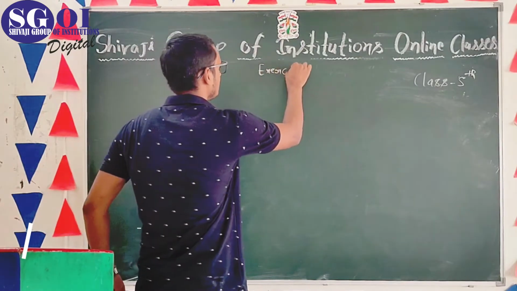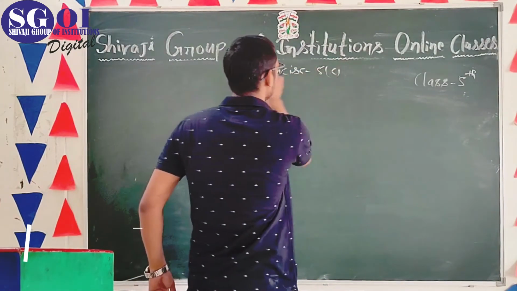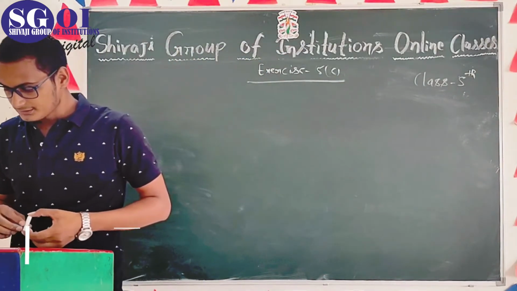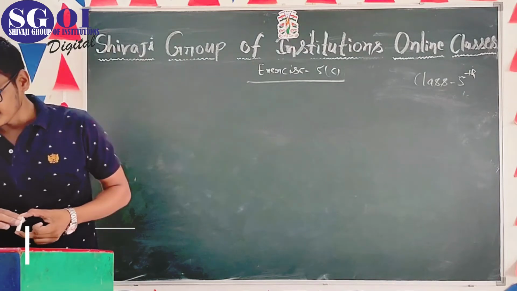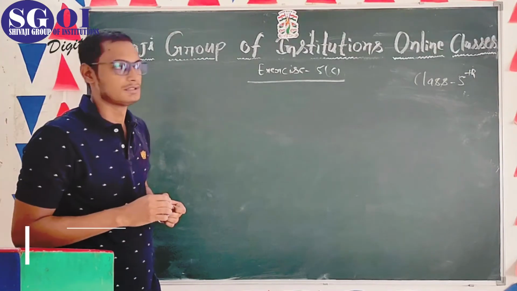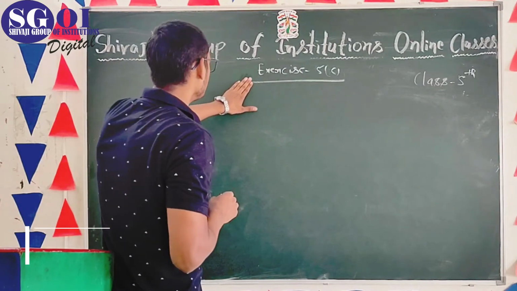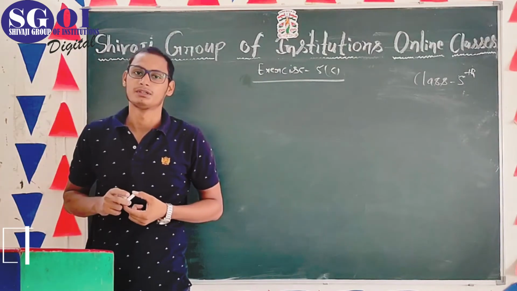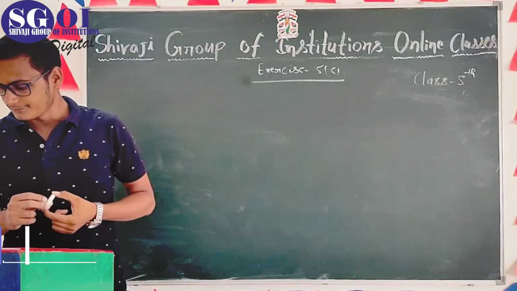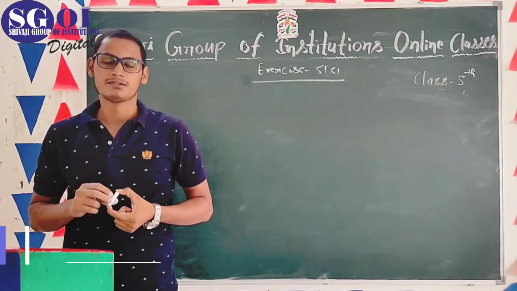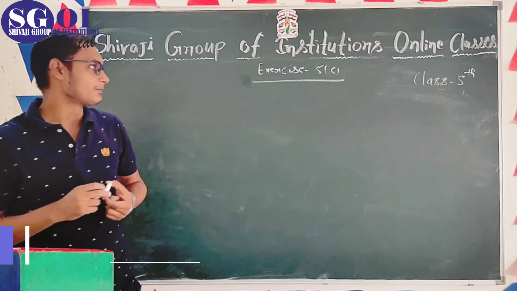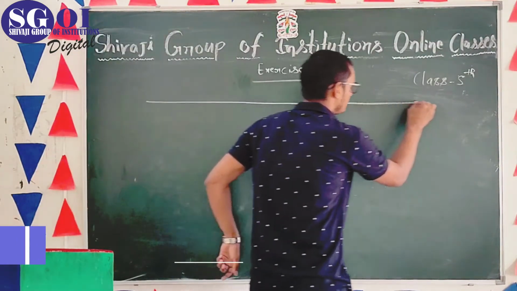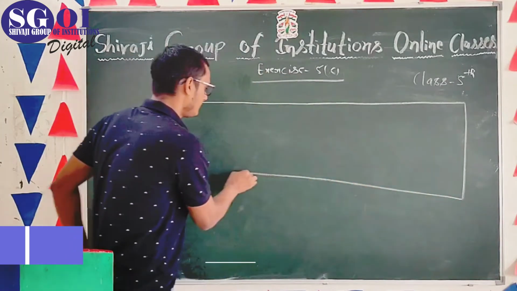Exercise 5C. So students, question number 1: write each of the following decimals in expanded form. It means we have to convert these decimals into expanded form. To change decimals into expanded form, first we have to know about the place value chart.